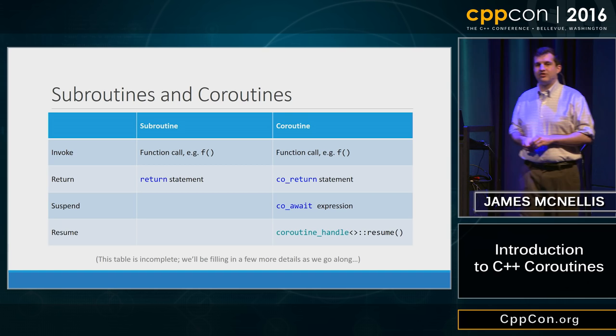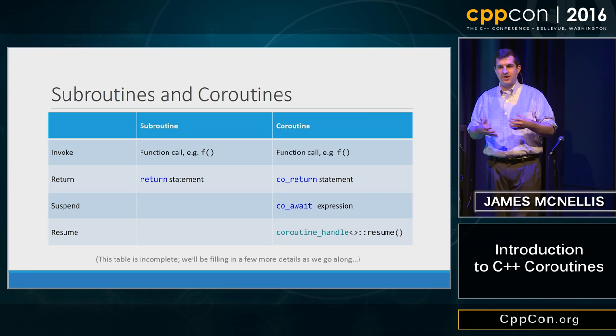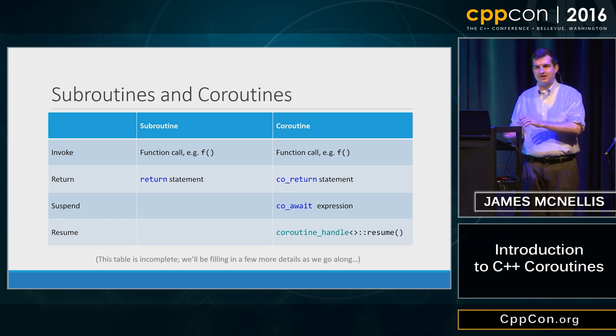Yes, so the question is, given that you can destroy a coroutine at any time, at any suspension point, does that mean that every co_await means you could have the stack unwound at that point? And the answer is yes, and we'll see an example of that.